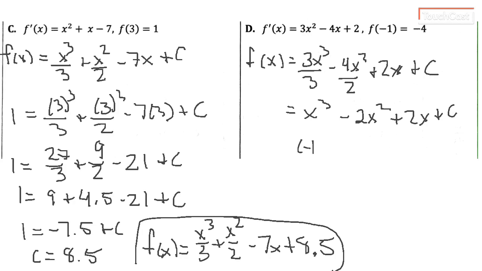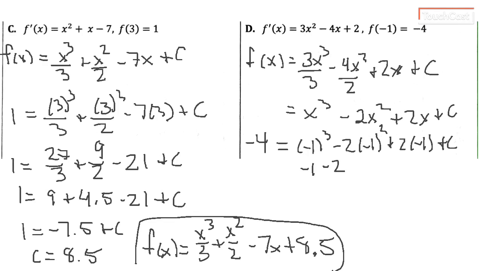So we'll have negative 1 cubed minus 2 times negative 1 squared plus 2 times negative 1 plus c, and that's going to equal negative 4. Well, negative 1 cubed, that's negative 1. Negative 1 squared is 1 times minus 2 is just going to be minus 2. Negative 1 times 2, so we're going to have another minus 2, plus c equals negative 4.